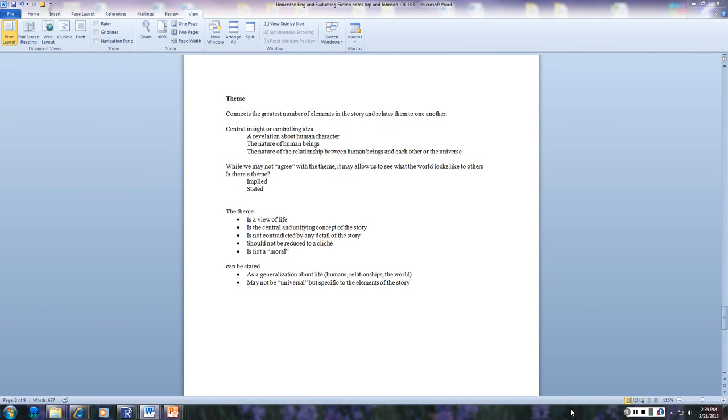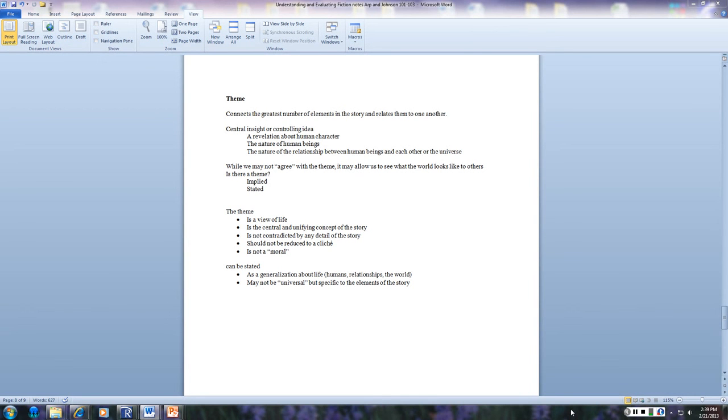Now, even though your text addressed it earlier, I saved theme for last, because sometimes we find a theme in a story, but sometimes we look at one of those other elements. The theme, though, connects the greatest number of elements in the story and relates them to one another. We can call it a central insight or controlling idea. It is a revelation about human character, about the nature of human beings, or about the relationship between human beings and each other or the world around them.